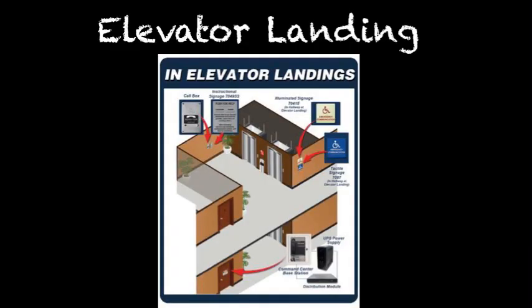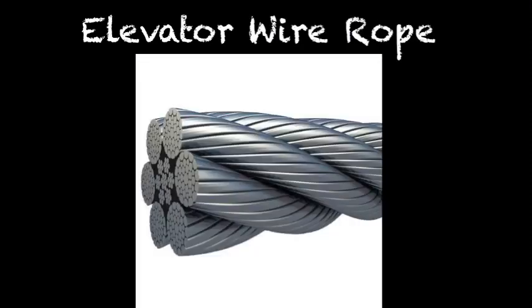Elevator landing: the portion of the floor, balcony, or platform for loading or discharging passengers or freight to or from the elevator. Elevator wire ropes: steel wire ropes attached to the car frame or passing around a sheave attached to the car frame from which elevator or dumbwaiter cars and their counterweight are suspended.